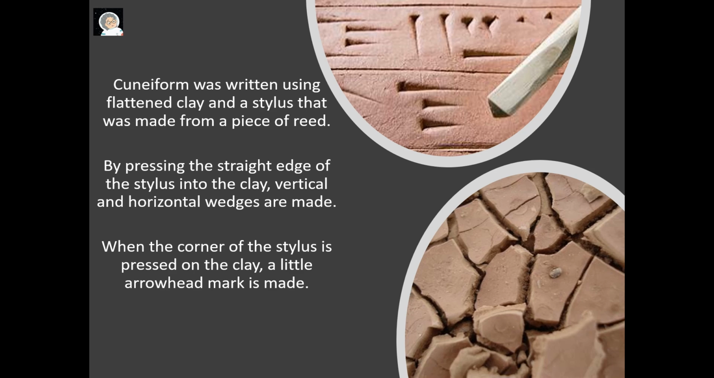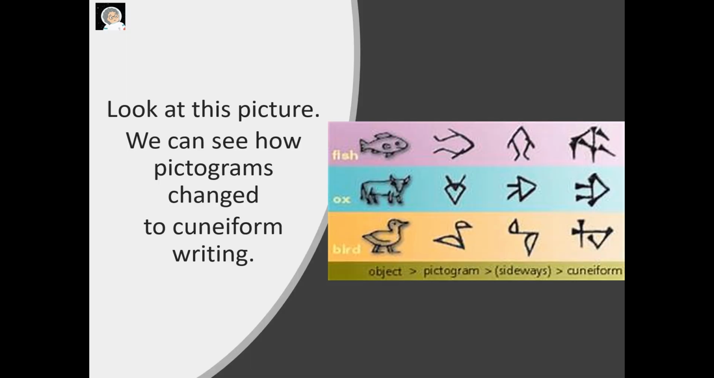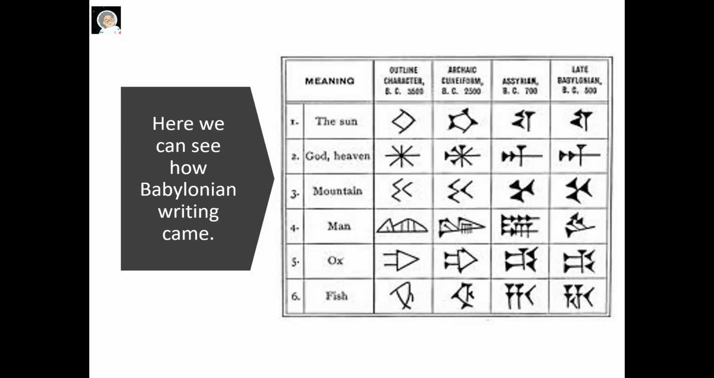By pressing the straight edge of the stylus into the clay, vertical and horizontal wedges are made. When the corner of the stylus is pressed on the clay, a little arrowhead mark is made. There are more than 600 cuneiform signs, and all of them are made from these three marks. Look at this picture. We can see how pictograms changed cuneiform writing. Here, we can see how Babylonian writing came.